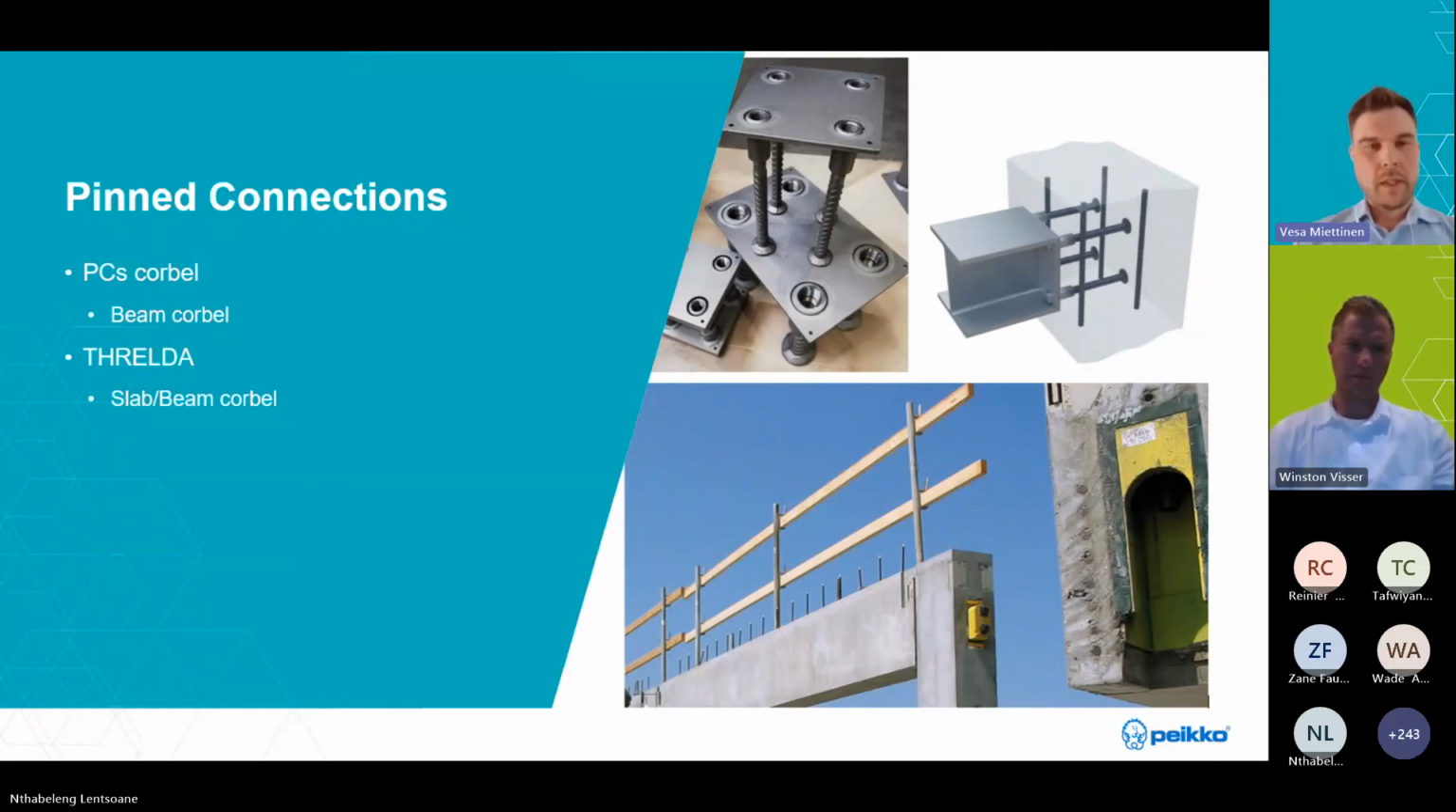On the right side, you see a few examples. We have the PC beam corbel, the yellow PCS corbel, and PC beam shoe, which can be embedded in the precast beam. On the other hand, if you have, for example, a steel beam, you can connect it with Trelda connectors to the concrete structure. So these are a few options for pinned connections with our items.